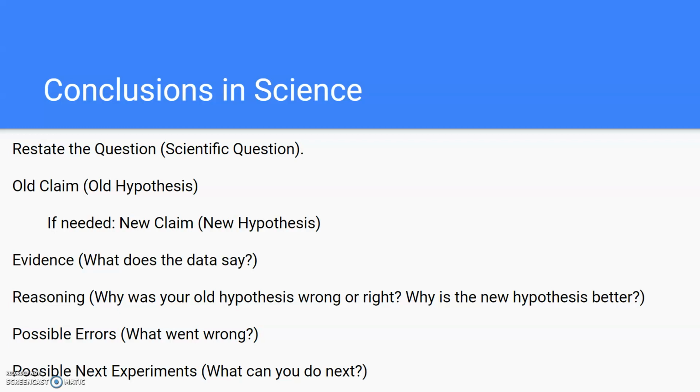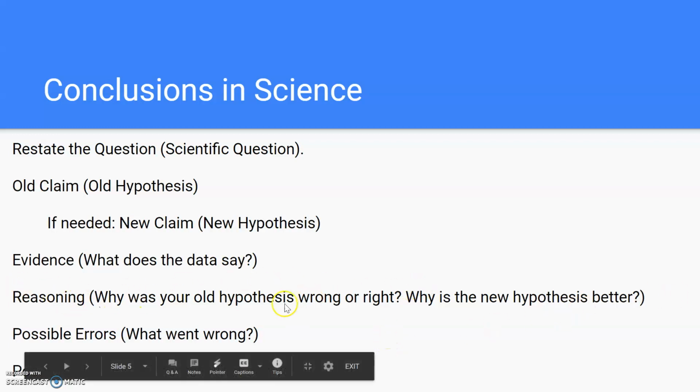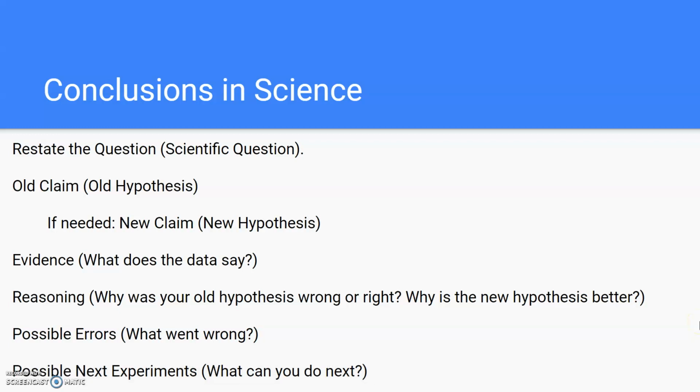Then we're going to move on to our evidence. What does the data say? We're going to go over what our data was and the numbers that support or don't support our hypothesis. Then we're going to move on to our reasoning, which is kind of the same as ELA. Why was our old hypothesis wrong or right? And why is the new hypothesis better? If we have a new hypothesis, we're going to explain why we have that new hypothesis. What was wrong with our old hypothesis? Why couldn't we keep our old hypothesis or our old claim?